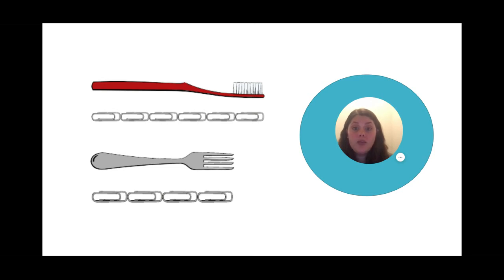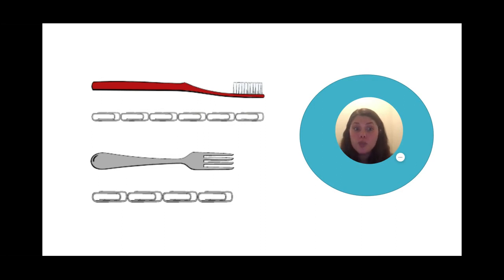So, Keeble Cubs, if we do that and we see that the toothbrush here is 6 paper clips in length and the fork has 4 paper clips in length, which do you think is bigger? So which one has more length? 6 paper clips or 4 paper clips? That's right, Keeble Cubs. 6 paper clips in length is more. So we know the toothbrush is longer.